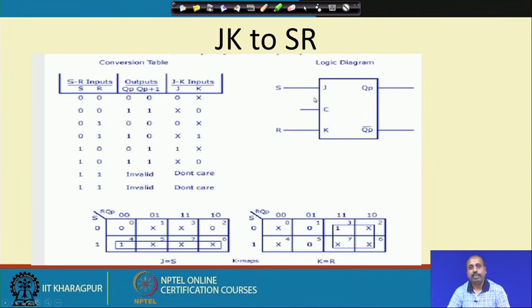So, you do not need any additional gate to convert one JK flip flop to an SR flip flop, and that is quite expected, because we have seen previously also the behavior of JK and SR, and that they work exactly like that. The only thing is that in SR the 1 1 input pattern is not allowed, and that is not there in the JK. So, we are not bothered about the 1 1 input pattern for JK.